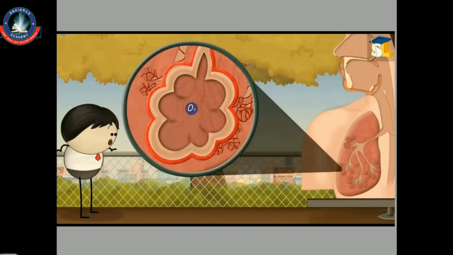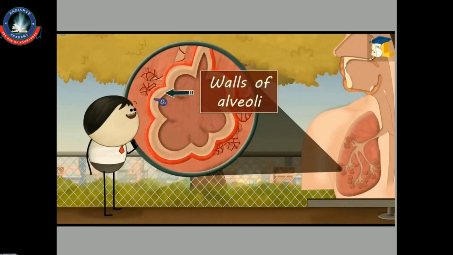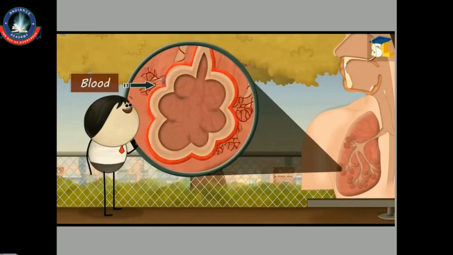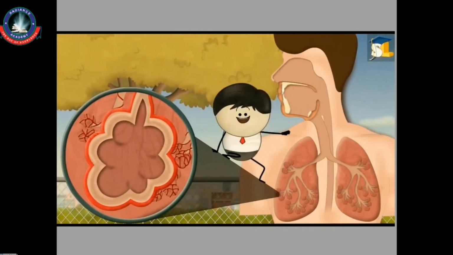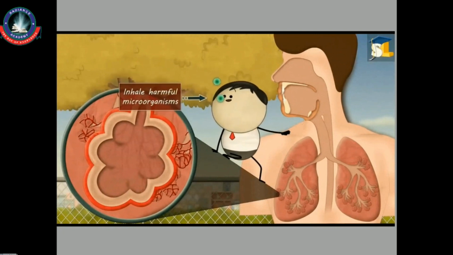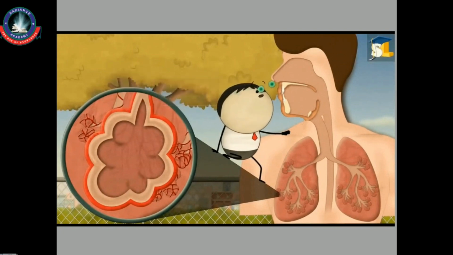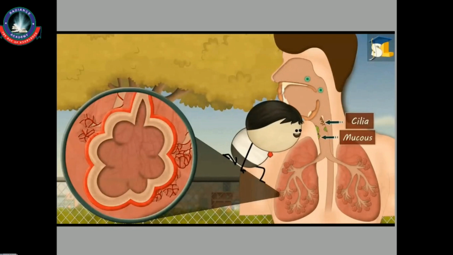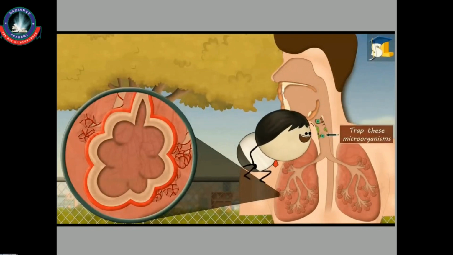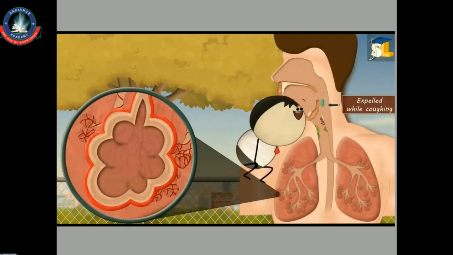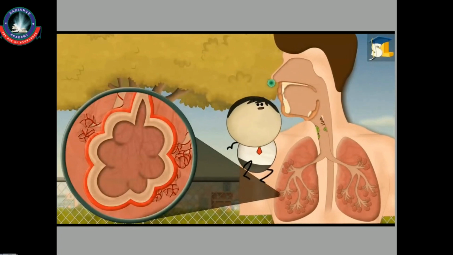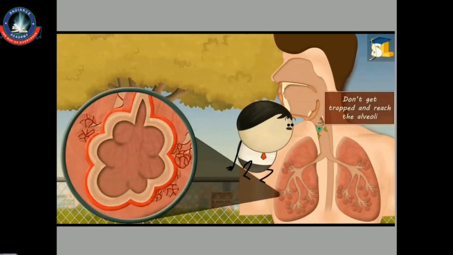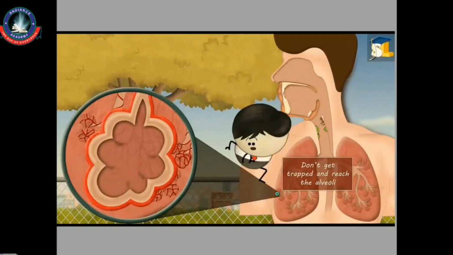body cells. But what about the harmful microorganisms that enter in the trachea? Such are trapped by the cilia and are expelled while coughing. But what about the ones which are not trapped? They end up in the alveoli. They start to multiply, and in response to this, our body sends an inflammatory reaction against it.